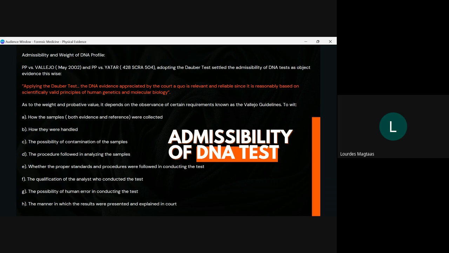The Vallejo guidelines provide a useful framework for assessing the reliability and credibility of DNA evidence. But courts must also be mindful of other potential sources of error and uncertainty in interpreting and applying this type of evidence in specific cases. And to further elaborate the admissibility of a physical evidence, allow me to discuss the chain of custody.